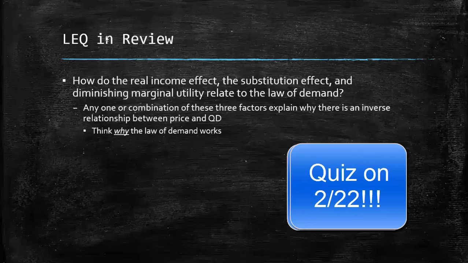So why is it when price goes up, quantity demanded goes down? Well, it's because of one of these three factors. Why is it that when price goes down, quantity demanded goes up? Well, it's because of one of these three factors.